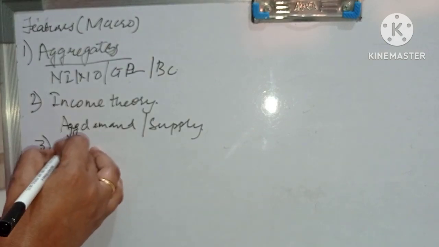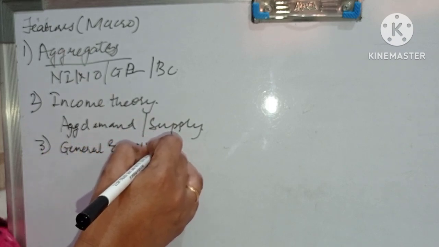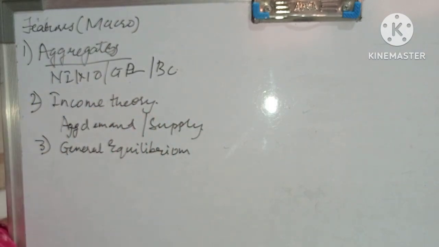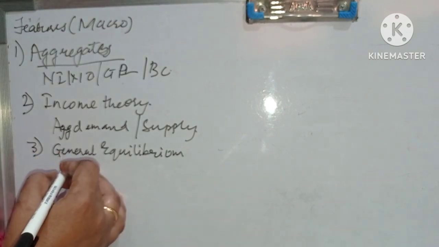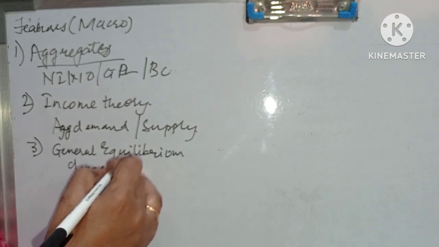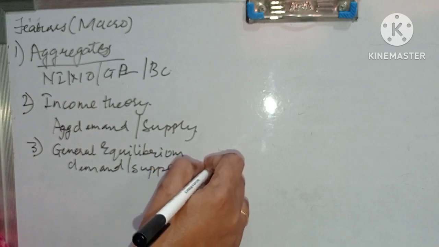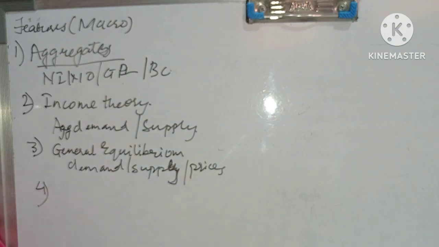General equilibrium analysis. Macroeconomics deals with the behavior of large aggregates and their functional relationship. General equilibrium deals with the behavior of demand, supply and prices in the whole economy. Okay, the fourth one is interdependence.